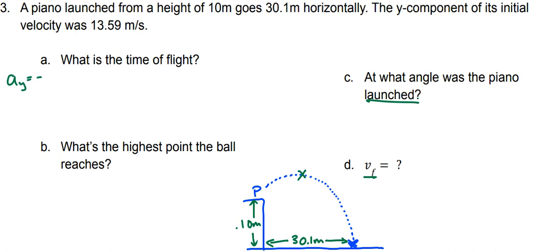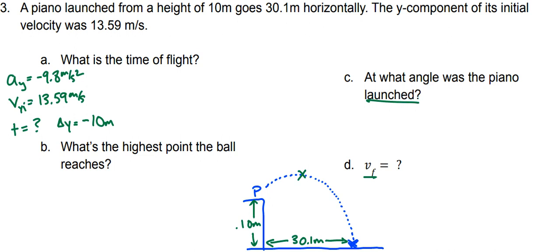We know the acceleration in the y direction. Always, always, always. We know the initial velocity in the y direction because they told us, 13.59. When it hits the ground, we don't know that velocity, and we don't know how long it takes, but that's what we want to know. But we do know how much y changes from the time it's launched until it hits the ground. It's going to go 10 meters, but you have to be very careful to make sure that's negative because it travels downward.